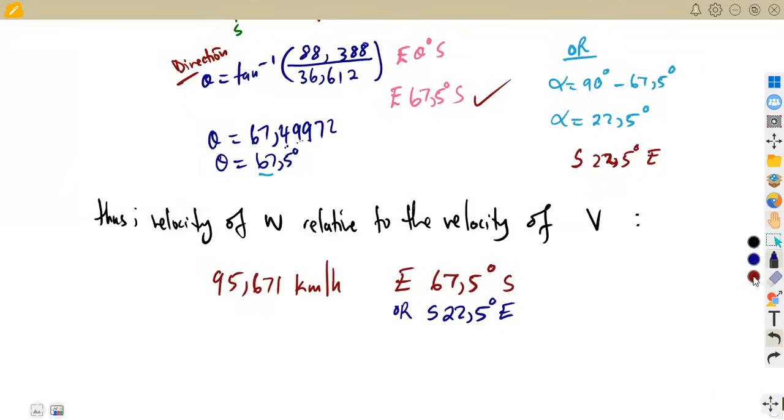We could have just presented the velocity of W relative to that of V. We can just write it in terms of the velocity. So we've got W relative to V in this case. We can just write it in short like this, or you can write it in words, which is one and the same thing.